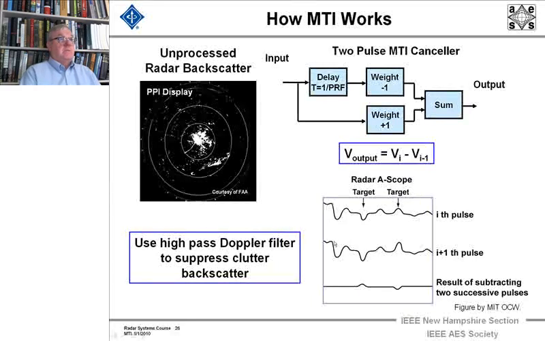Now let's look at how we suppress that clutter. For this example, I'm going to show you a pictorial example of clutter. I'm not showing you any rain clutter. Let's start with a simple clutter. This is a PPI display. We've talked about them before, but I'll just briefly remind you.